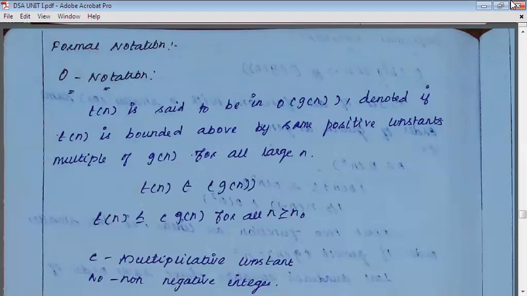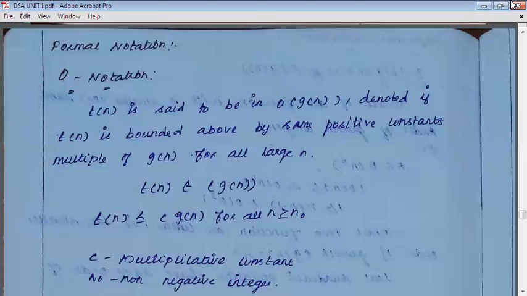The big O notation. T of n is nothing but T is the time, n is the number of inputs. T of n is said to be in big O of g of n. g of n is a simple function carried out on the given input n. T of n is said to be in big O of g of n if T of n is bounded above by some positive constant multiple of g of n for all large n.